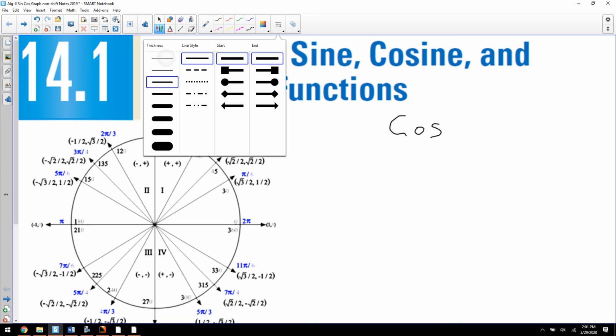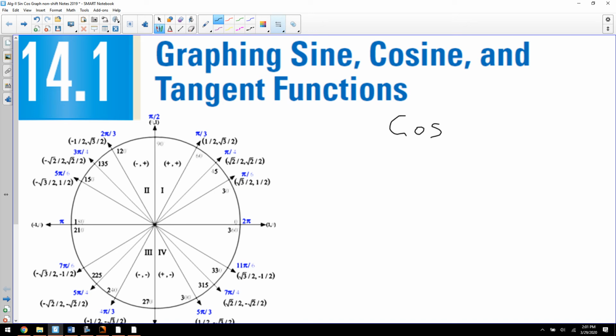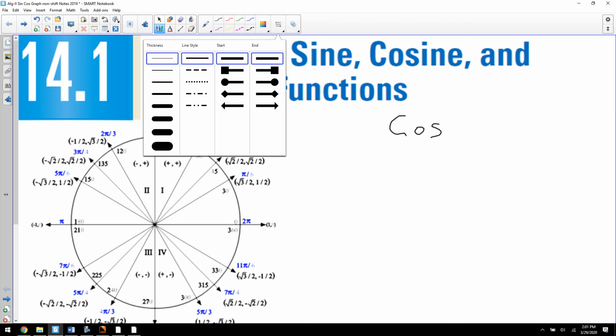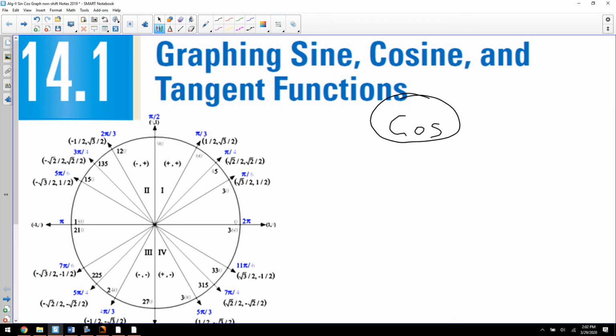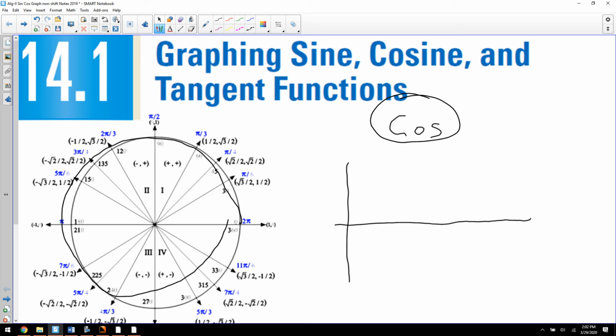So what I'm going to do originally is look at a cosine graph to start. We all know cosine, since it comes first in the alphabet, is the x values. We also know that if we start at 0 and go all the way around the circle, that is one revolution. That's the period that we call that. So what we do for cosine graphs, to switch it to an xy grid, we know that it starts at 0, and we know that it ends at 2 pi.